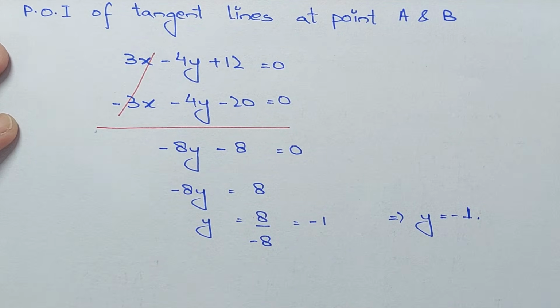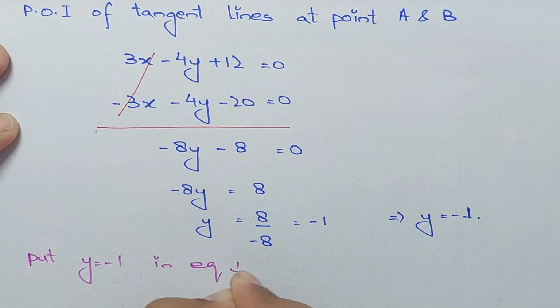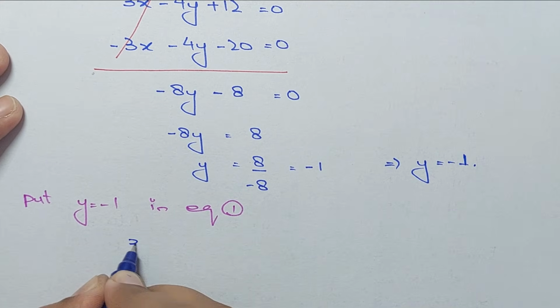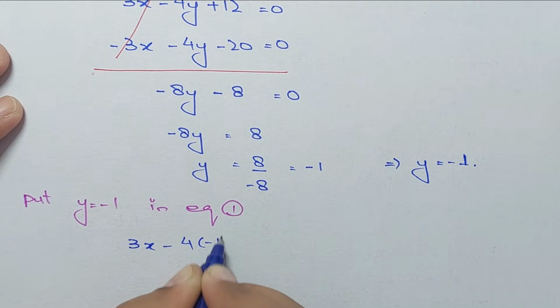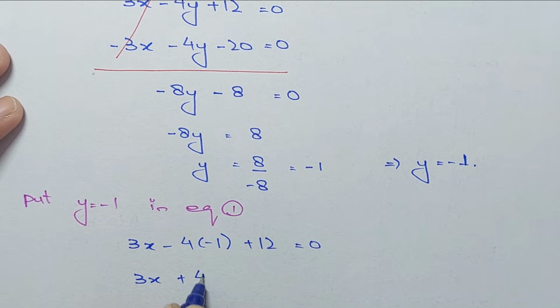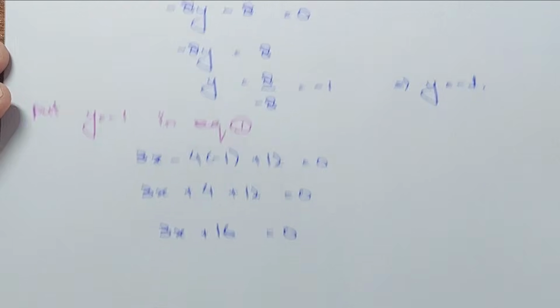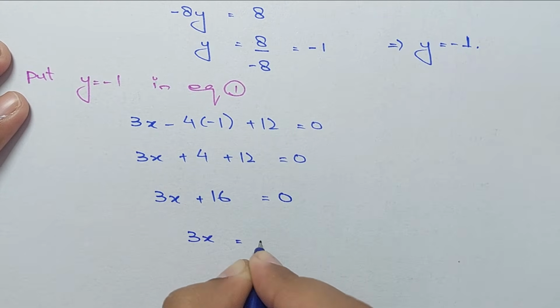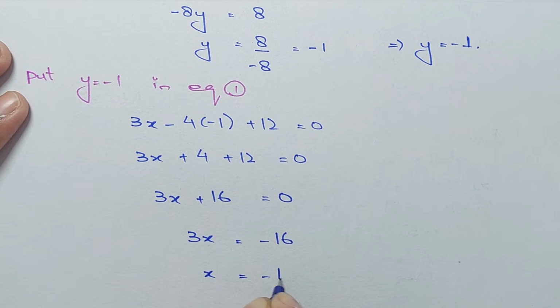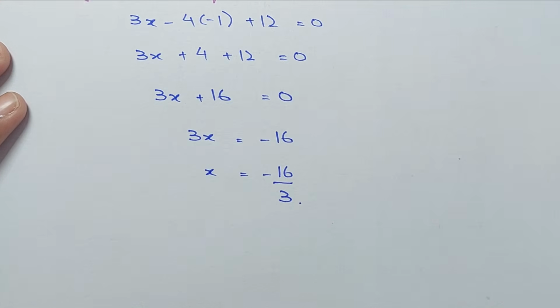When the y coordinate is negative 1, just substitute. Put y equals minus 1 in equation 1 or 2. I'm substituting into 1. You can also put it into 2, this is up to you. So equation 1 is 3x minus 4y plus 12 equals 0, so 3x plus 4 plus 12, 3x plus 16 equals 0. So 3x equals minus 16, and x would be negative 16 over 3. This is the x coordinate.